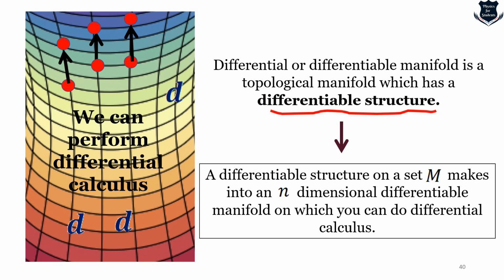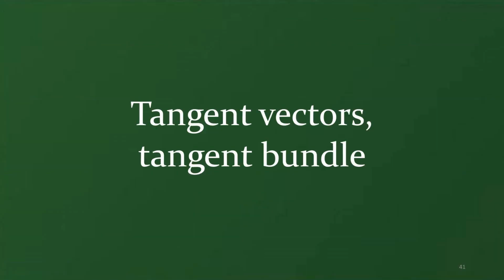So this gives us a fairly clear idea of what a differentiable manifold is. We have already seen what a manifold is; this is a much more detailed look at what a differentiable manifold is. However, a differentiable manifold also has two important concepts which we are covering in this part of the video. These are called tangent vectors and tangent bundle.